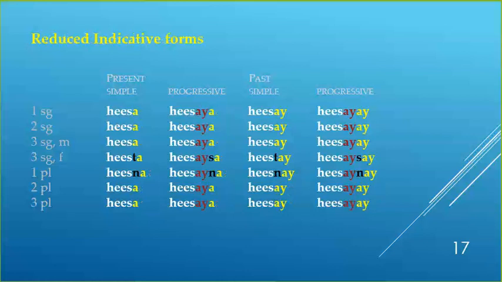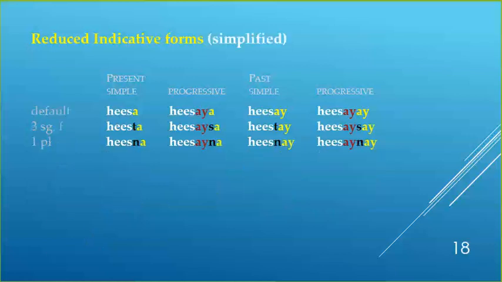And then we have the reduced paradigms, the reduced indicative forms, with the short vowel in the present tense and fewer distinctions between the different persons. Which could then be simplified like this, showing only three forms instead of seven, and seeing the first one as a default covering most of the persons.